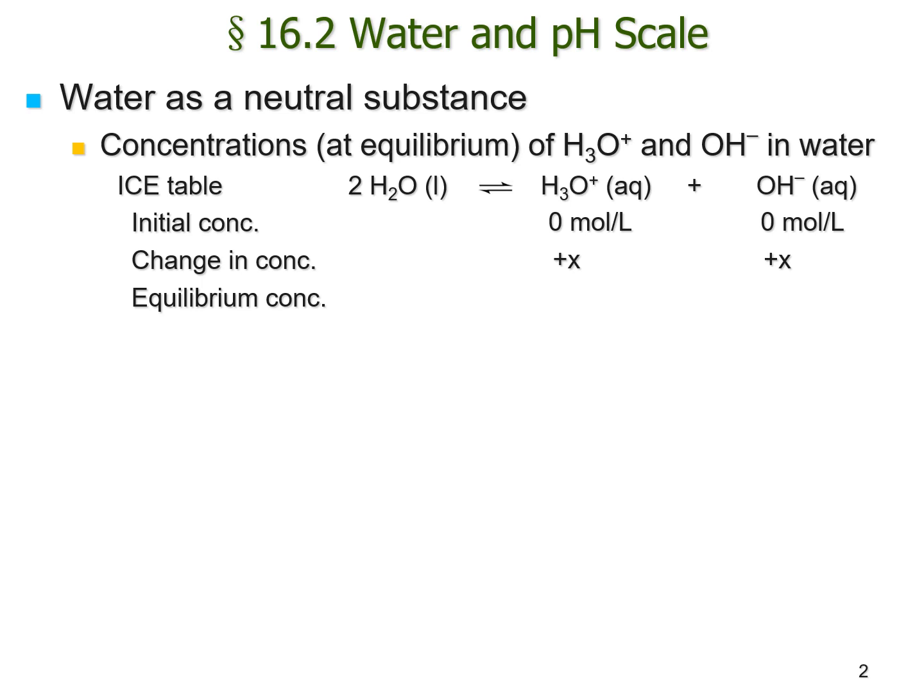As for the equilibrium concentration, that's going to be x, because 0 plus x equals x. Apply that to the mathematical expression of Kw. So we realize it's going to be x squared equals 1.0 times 10 to the negative 14th.